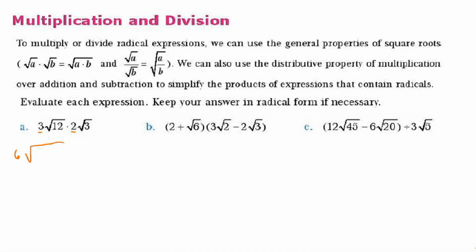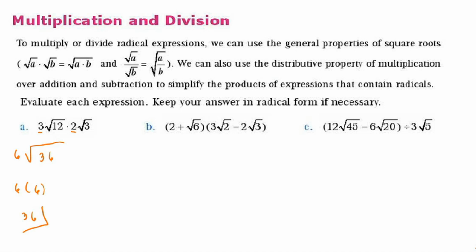So 12 times 3 is 36. And then we have 6 times, what is the square root of 36? We have 6. Therefore, 6 times 6 equals 36. And that's the final answer for letter A.